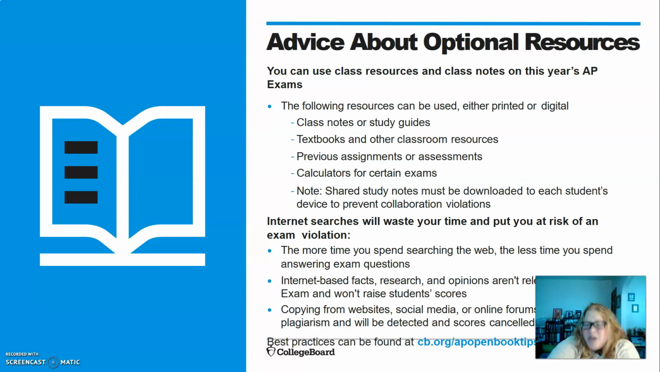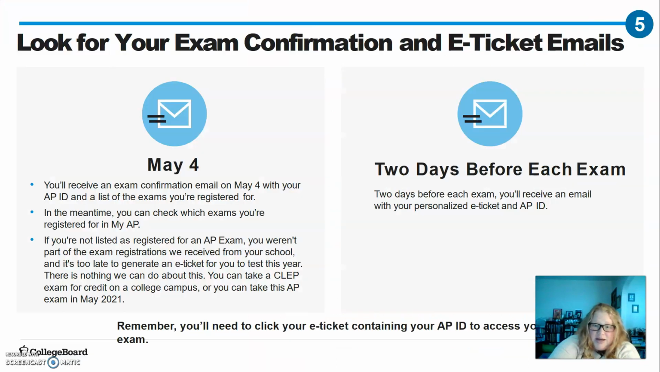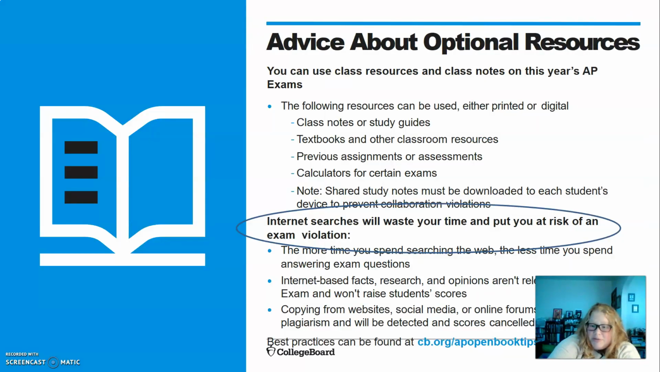You can use optional resources, but if you're out there searching the internet, it's going to waste your time, and it also might put you at risk of an exam violation. You do not want to plagiarize on this, because you will be reported to the colleges that you have applied to. You can use your textbooks, but don't rely on it, thinking, oh, it's going to be in the book, I can look it up, because you won't have time.